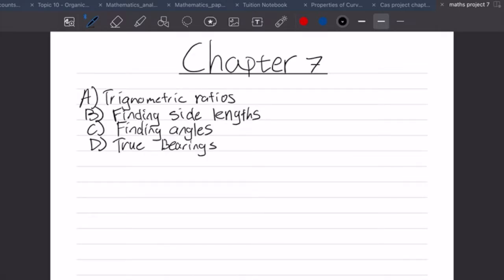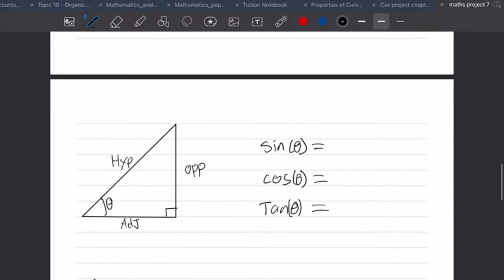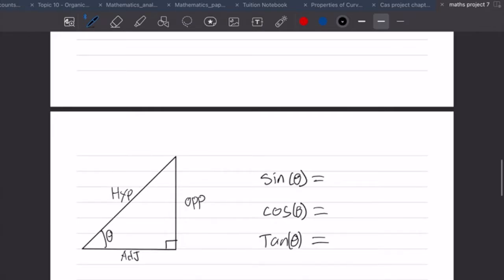In this chapter, we're looking at right angle triangles and right angle trigonometry. This is chapter 7 in the textbook. So there are 4 subtopics. We'll look at the trigonometric ratios, finding side lengths and finding angles using that, and then bearings. So first, we'll look at the trigonometric ratios.